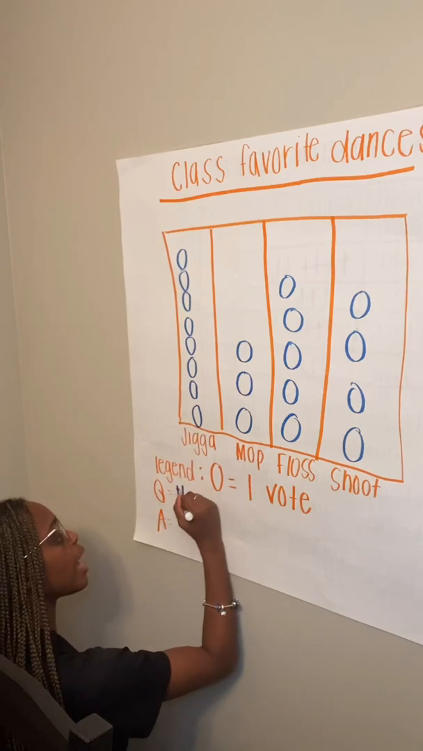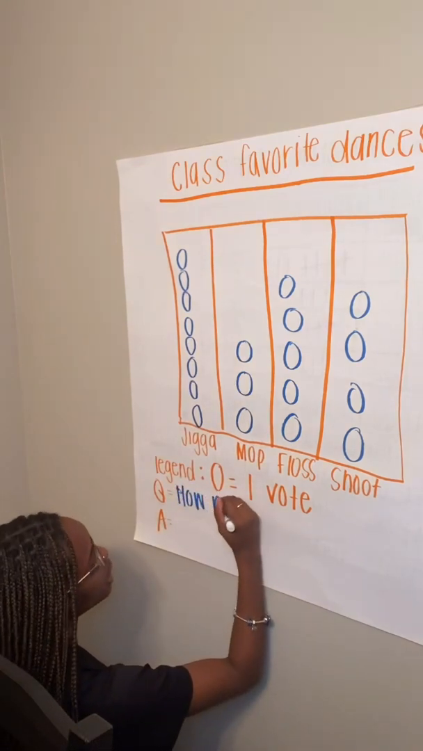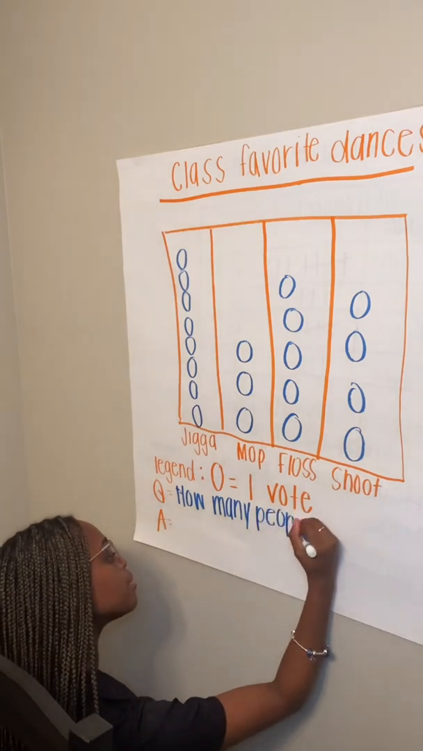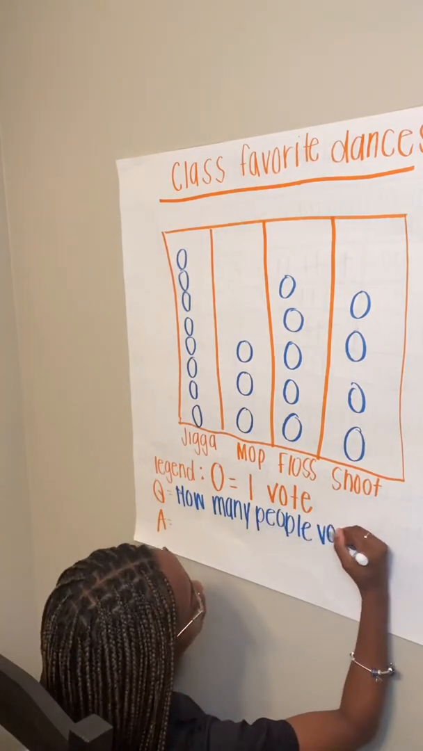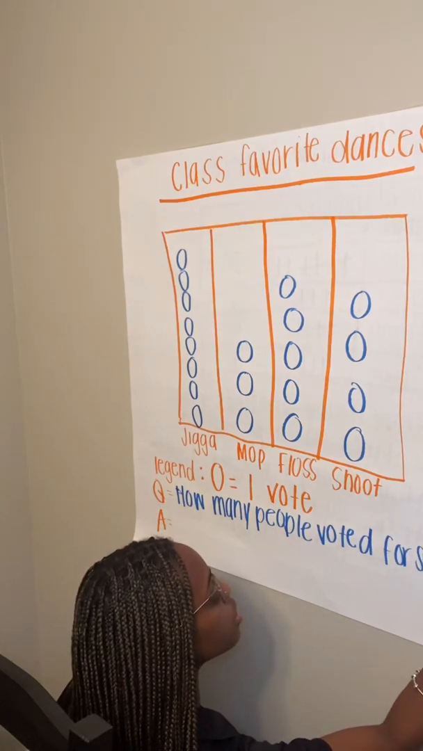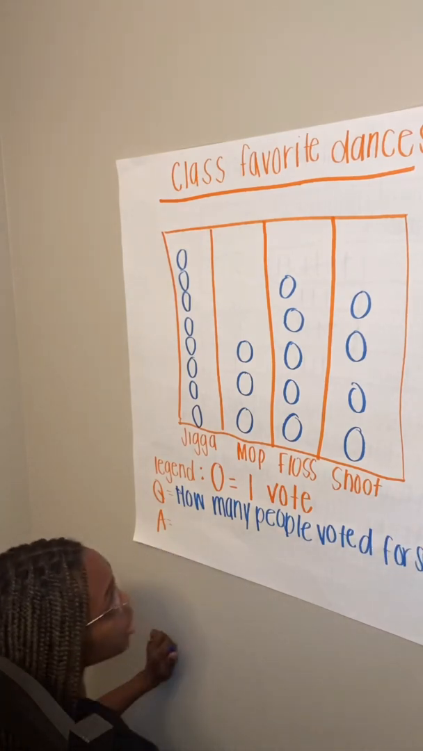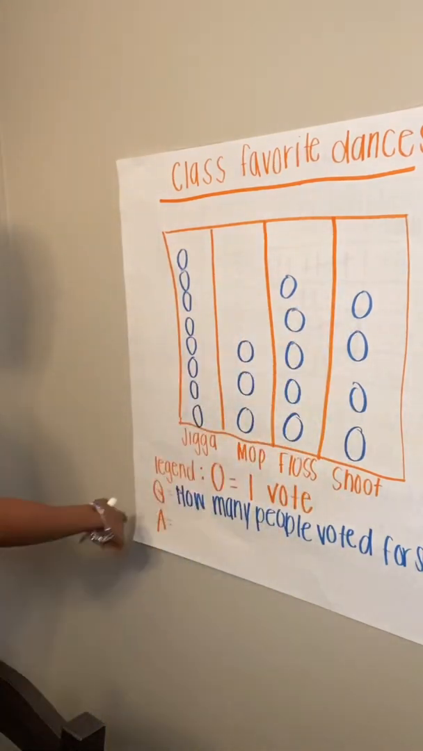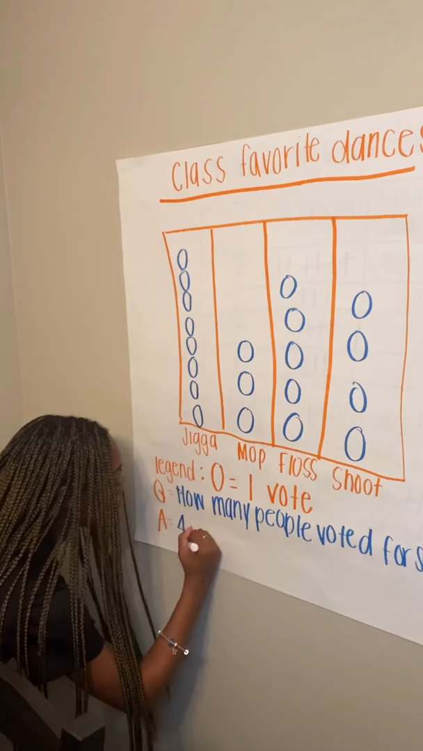How many people voted for Shoot? And your answer would be 1, 2, 3, 4. So for the answer, you would write 4.